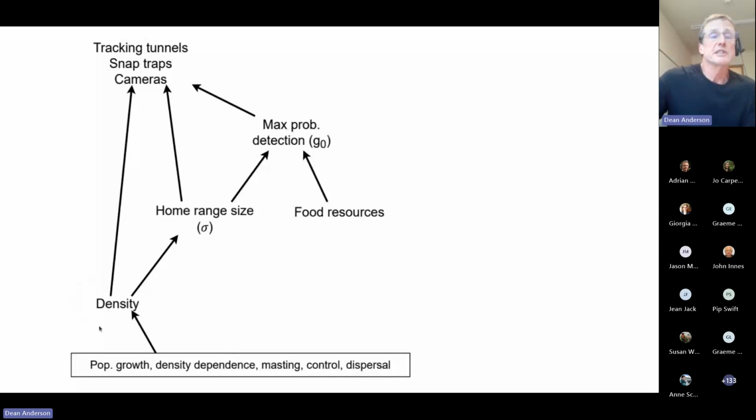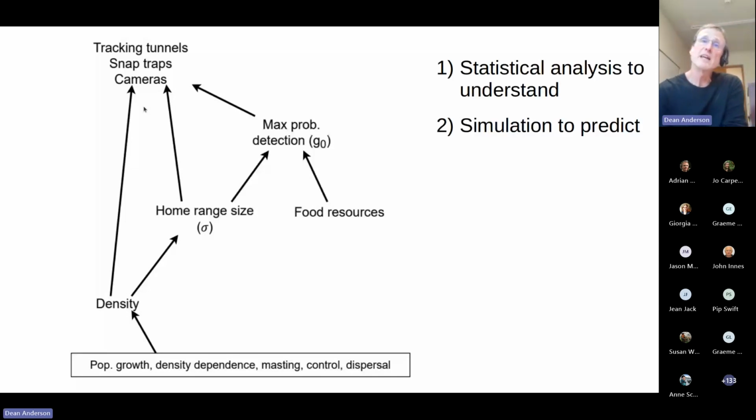So if we predict density, we can then predict home range size, G naught, and get a reasonable range of what to expect in our tracking data, our abundance indices. And so that's the framework for our statistical analysis to understand these dynamics. And it allows us also to then predict out under certain circumstances important for management what density is and propagate these predictions up through to get what a reasonable expectation or reasonable range of tracking data under a given ecological context.